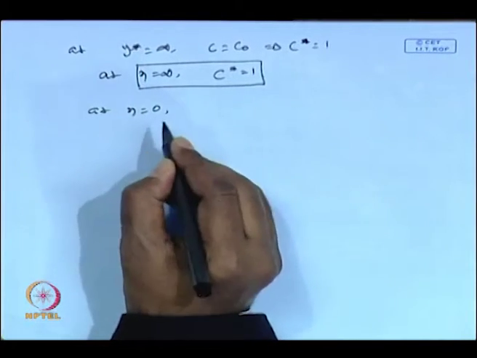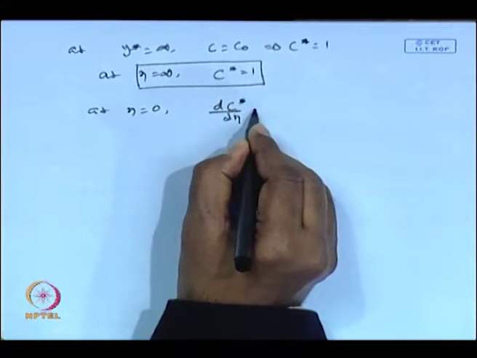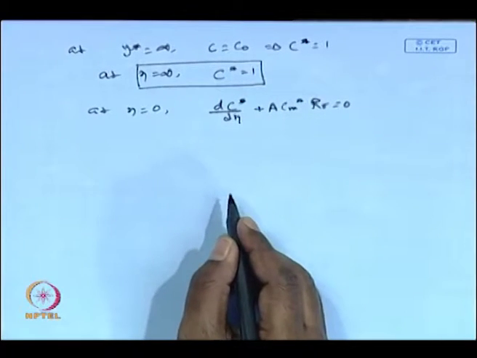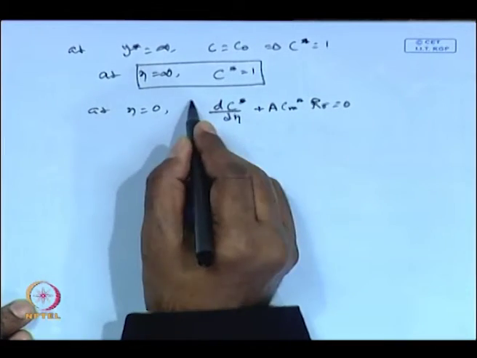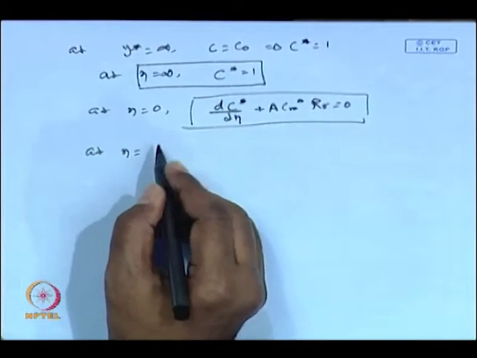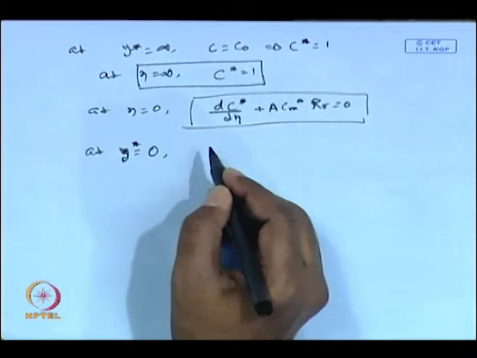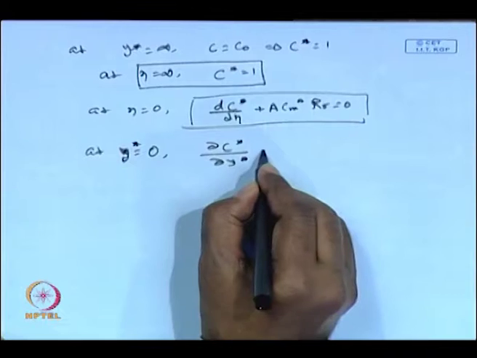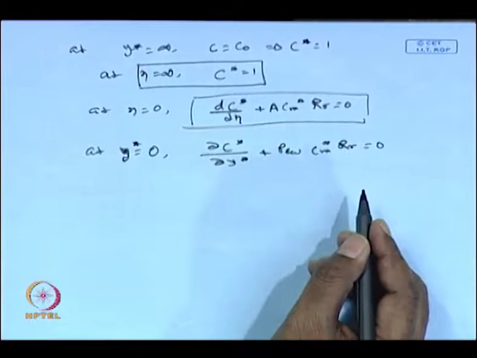At eta equal to 0, you had d c star d eta plus A c m star r r is equal to 0. How did you get this equation? This equation can be obtained if you look into the original governing equation at eta equal to 0. Let me clarify with a couple of steps of derivation, and then things will be clearer. At y star equal to 0, the original boundary condition was del c star del y star plus p w c m star r r equal to 0.